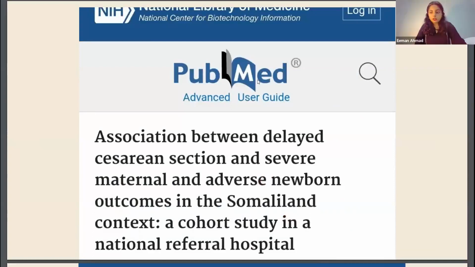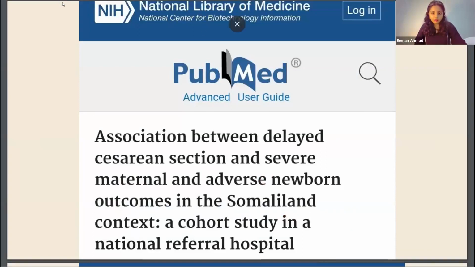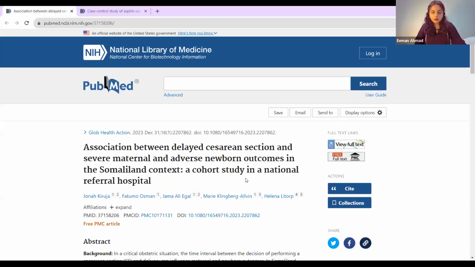Okay, so now let's look at an example for cohort studies. One thing that you should keep in mind is that in cohort studies, we are basically moving from cause to effects, like from exposure to outcome. We are moving forward. Usually they are prospective, they are not retrospective.